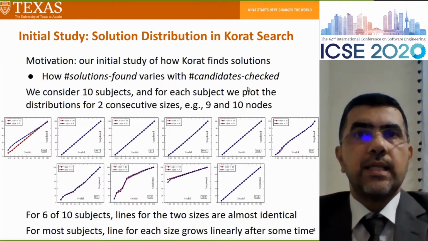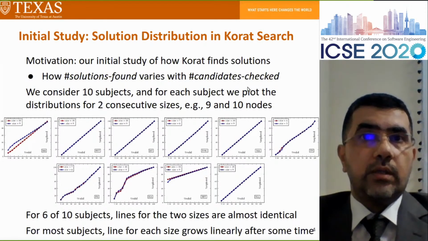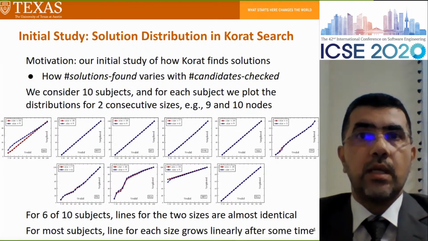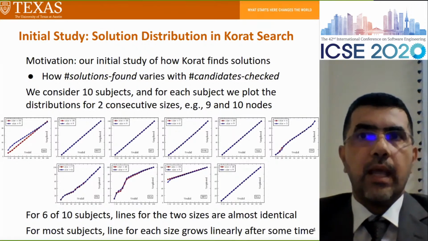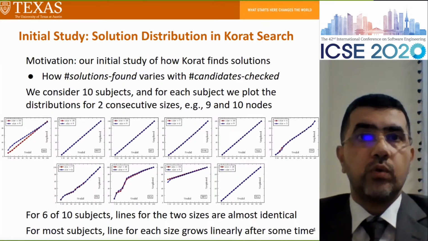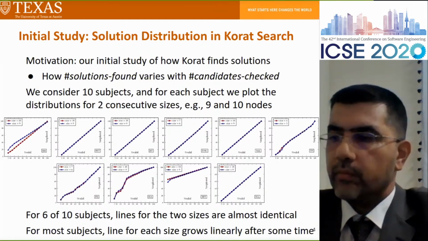Our study provides a key insight into Korat's search. The constraint solver Korat finds solutions uniformly once it has performed its initial exploration. We use 10 data structure subjects from the public distribution of Korat, and we plot the distribution for 2 consecutive sizes, size 9 and size 10 nodes. For 6 out of 10 subjects, the lines are almost identical. And for most subjects, the line for each size grows linearly after some time, as you can see here.